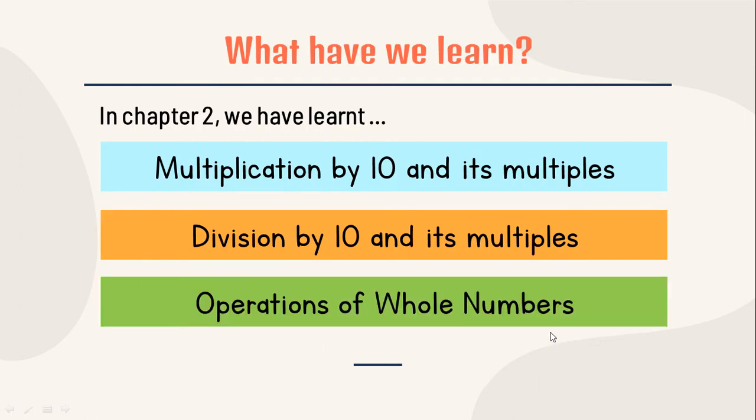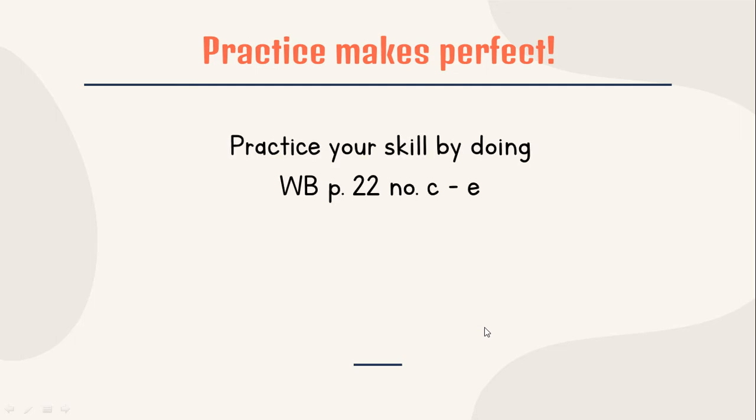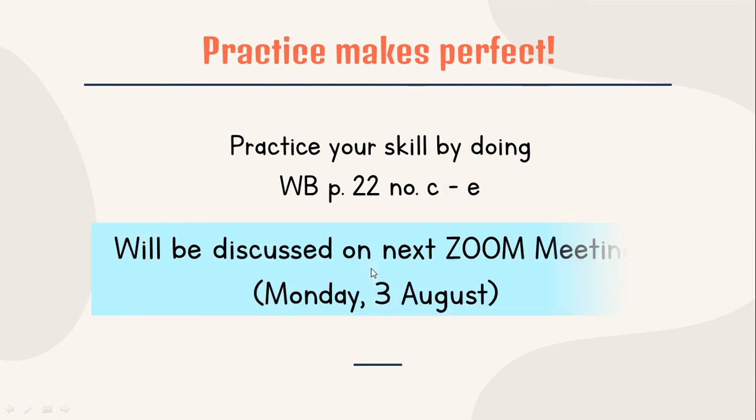So this one we have learned about operations of whole numbers. Don't forget to do this one. Workbook page 22, number C to E. Only C, D, E, 3 numbers only will be discussed on the next Zoom meeting Monday 3 August. So please do not forget it. I do not want this kind of thing that you miss. I'm sorry, I forgot it. I do not want it to happen again, okay?